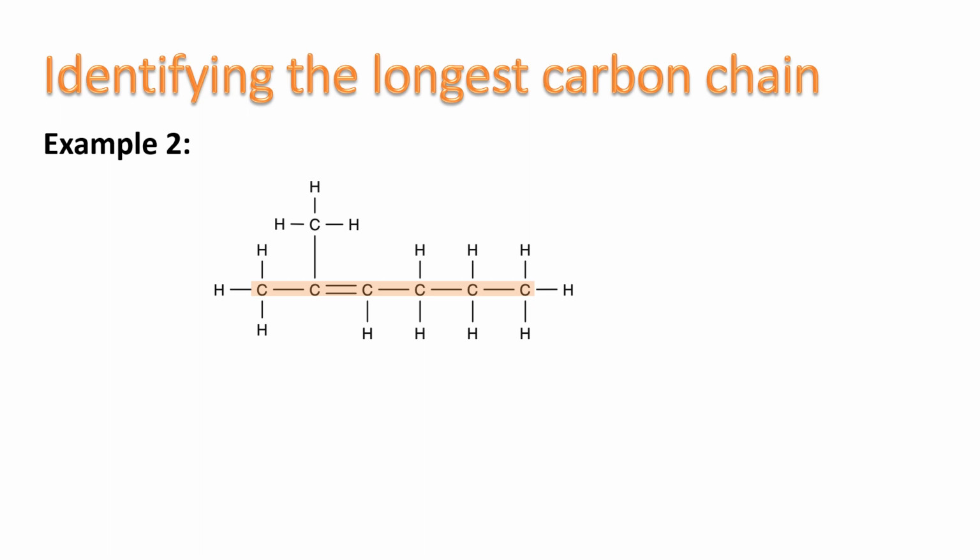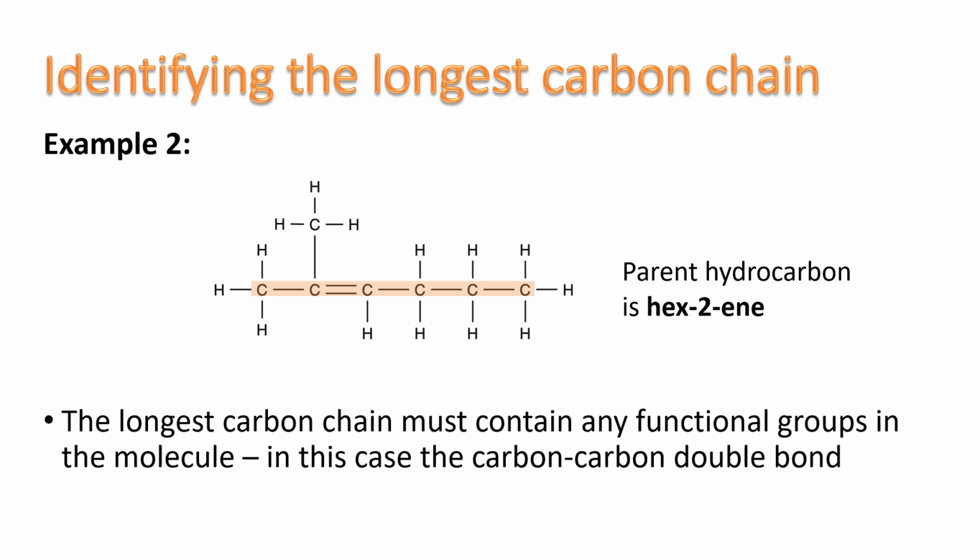Now we can see there are 6 carbons in a row, and there is a double bond attached to the second carbon in the chain. So our parent hydrocarbon is hex-2-ene. Now a wee note here: the longest carbon chain must contain any functional group in the molecule. So in this case we had a carbon-to-carbon double bond that needed to be contained in the longest carbon chain. So again, if we pause here and copy this down.